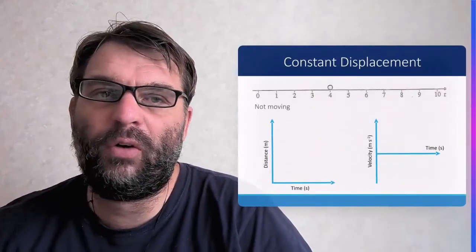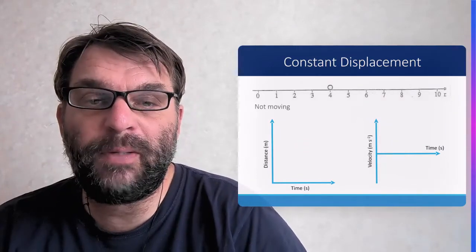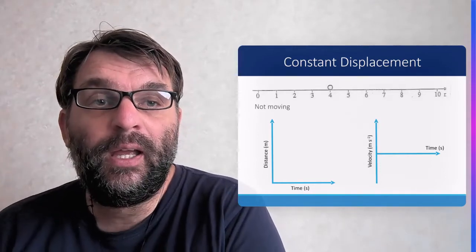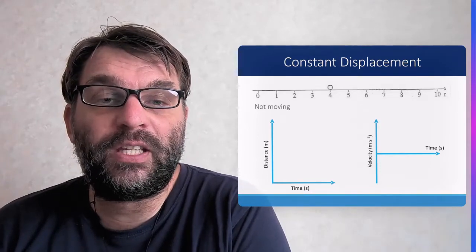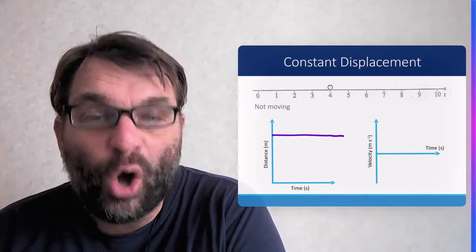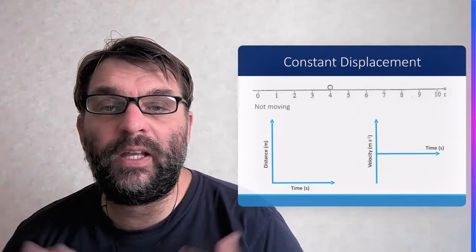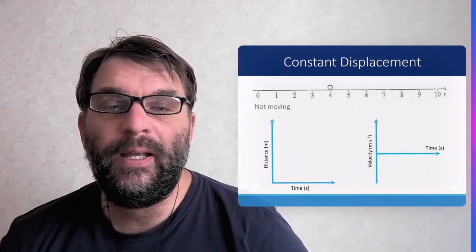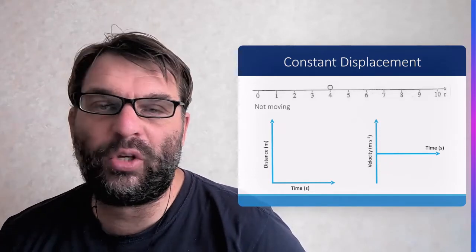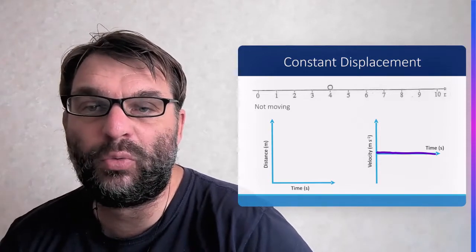So in terms of displacement, there is constant displacement. It can be illustrated on two different graphs. The distance time graph, where the distance is a constant over time in terms of its position from a reference point, and the velocity, which is displacement over time, is also going to be constant, but in this case the displacement will be zero. It's not moving from its reference point.